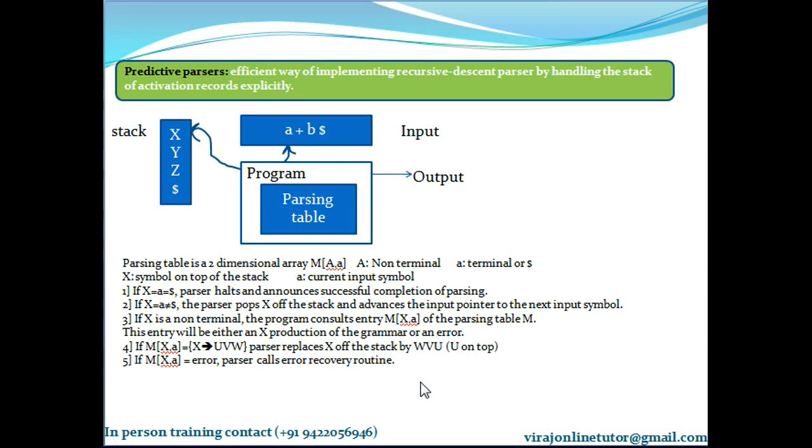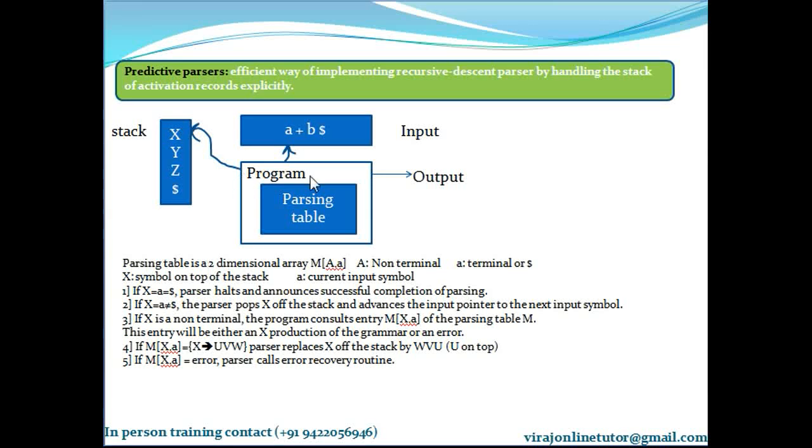One way is using predictive parsers. It's an efficient way of implementing a recursive descent parser by handling a stack of activation records. It's a very simple way. I have a stack here, this is a parsing table, this is an input string. So this is how it is represented.